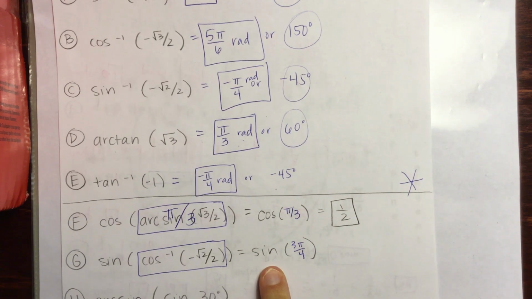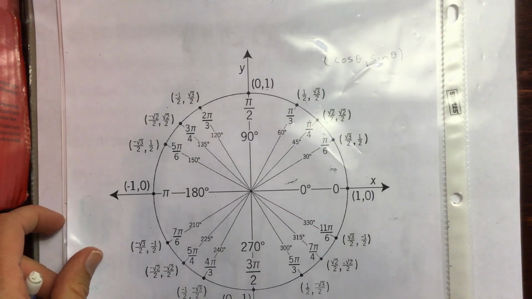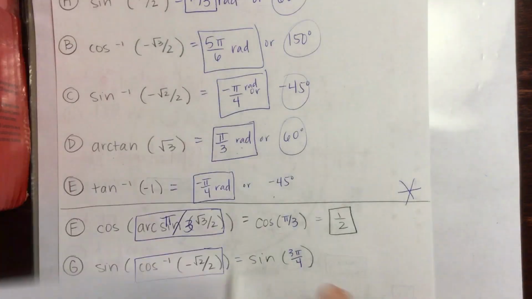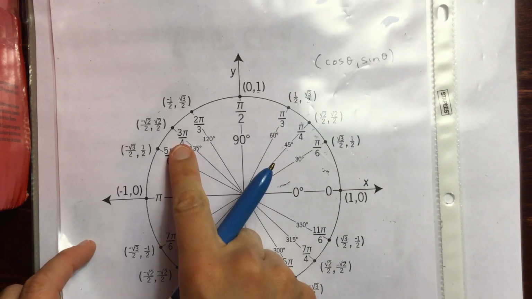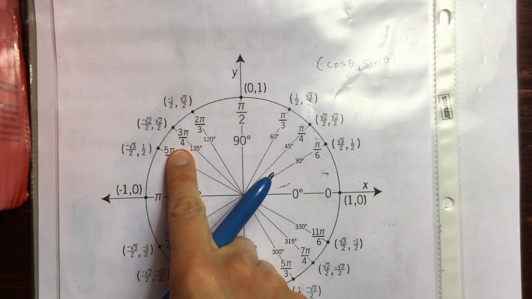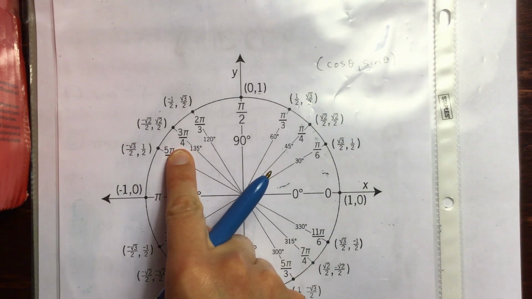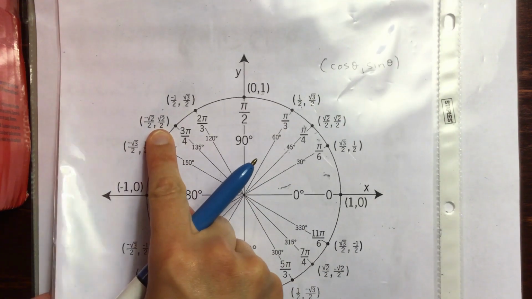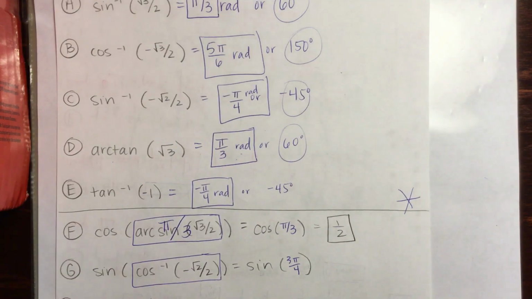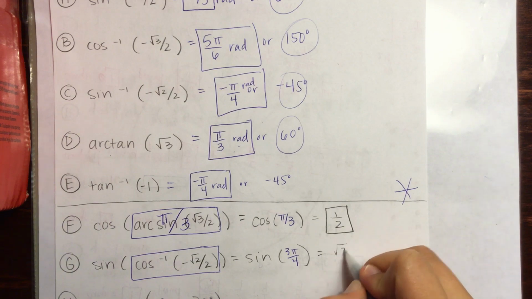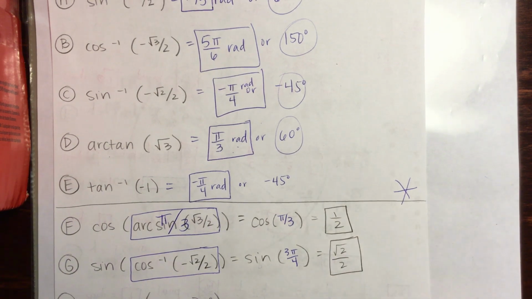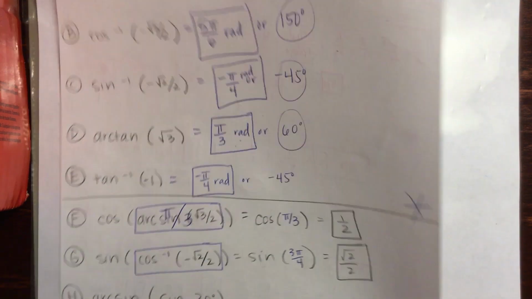Okay, this is regular sine. So regular sine occurs everywhere, not just on the right-hand side of my unit circle. So it's okay that this is 3 pi over 4 in the second quadrant. So go to 3 pi over 4 and tell me what is the sine fraction at 3 pi over 4. Sine is your y piece, so that is square root 2 over 2. And we're done.